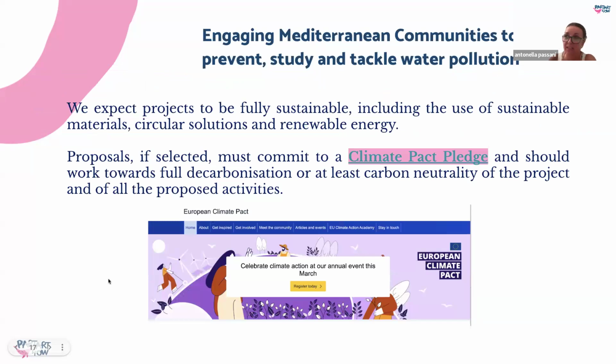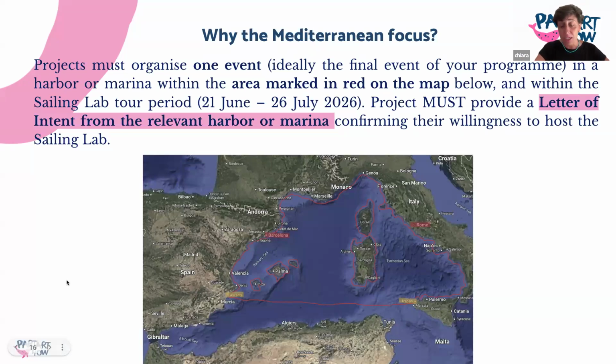Of course, and this also means that the letter from the harbor, the letter of acceptance saying that it's possible to host the sailing lab and that the harbor has all the necessary conditions for hosting the kind of boat that the sailing lab is using, needs to be from one of the harbors, on one of the coasts in the red area, just to make this super clear. Yeah. So Patricia is asking, can the Adriatic Sea not be included? No, it cannot be included.